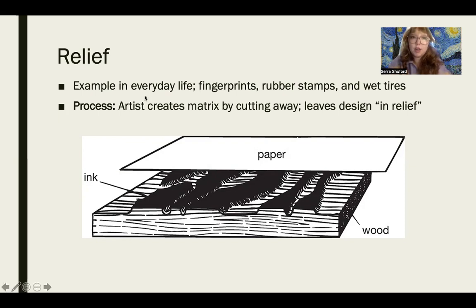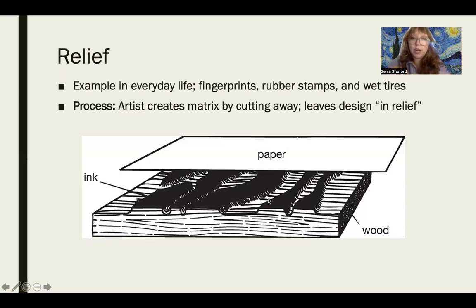So the process: the artist creates a matrix by cutting away and leaves the design in relief. So here's an example of how relief printmaking will work. You've carved away all the areas that have this horizontal line to it on the top there. And then the areas that are the black solid parts have been inked, and those are the parts that have not been carved away. Relief printing can be kind of complicated because of the use of negative space. So essentially think about it like everything that you don't want to show up in the piece is the part that you're actually going to be working with.